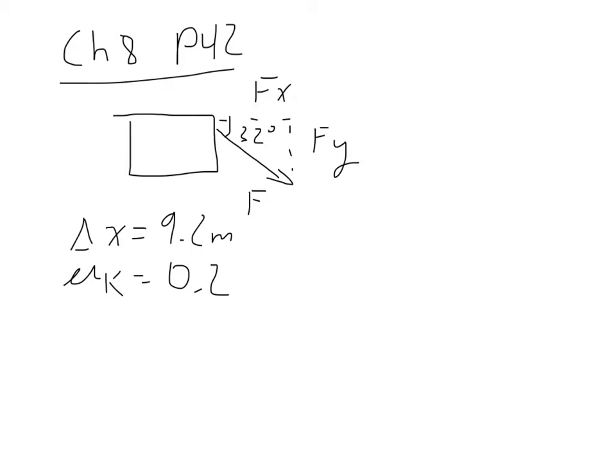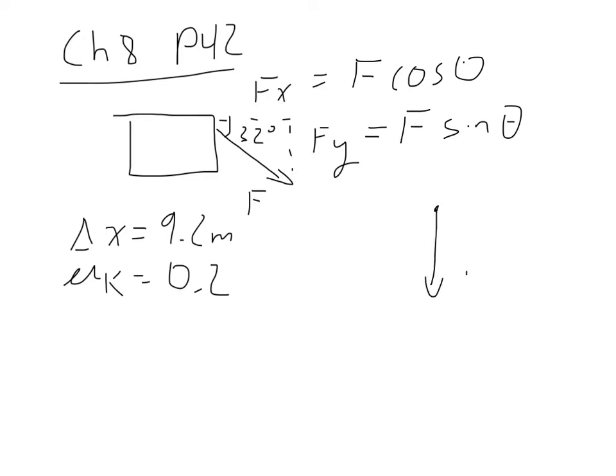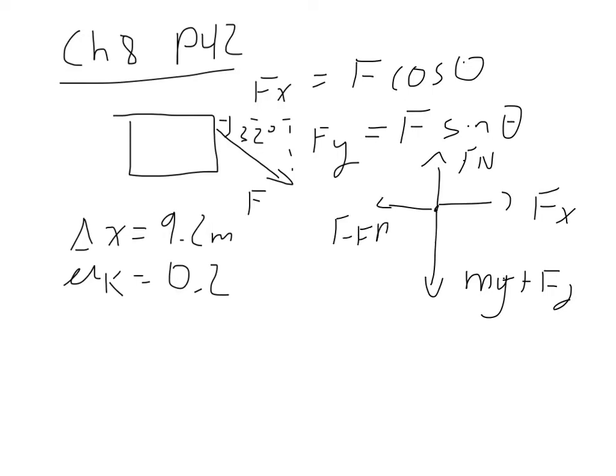That force is going to be equal to F multiplied by the cosine of theta. That's the x component of the force, and then the y component of the force is F times the sine of theta. On my free body diagram, we have mg plus Fy acting down, and then we're going to have the normal force acting up. We need the normal force to find the friction, and then we have Fx to the right, and then opposing that motion is the friction force.